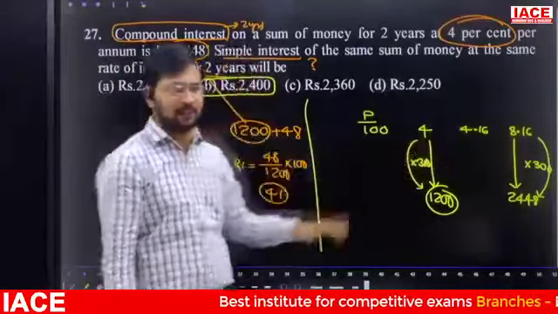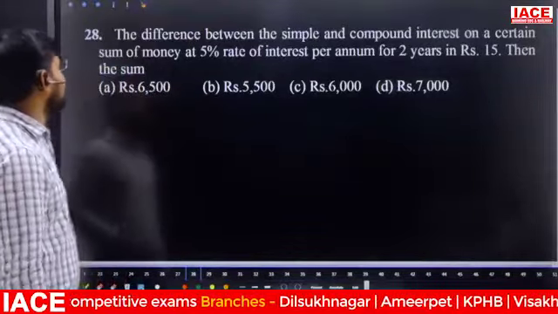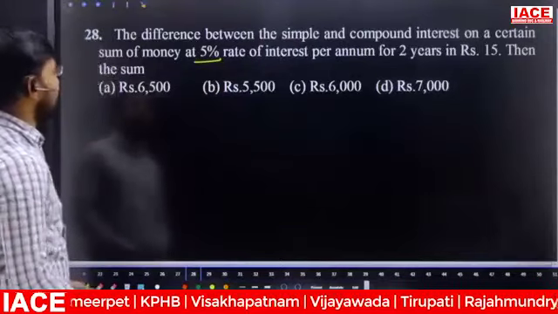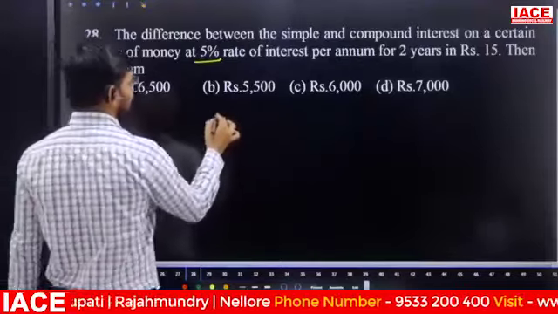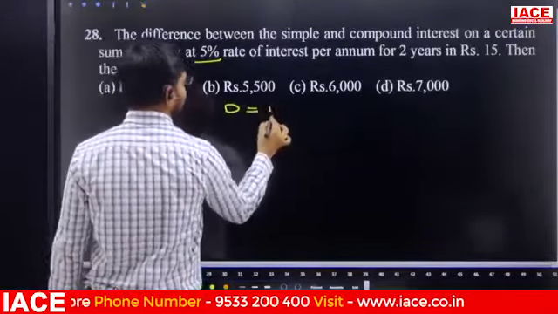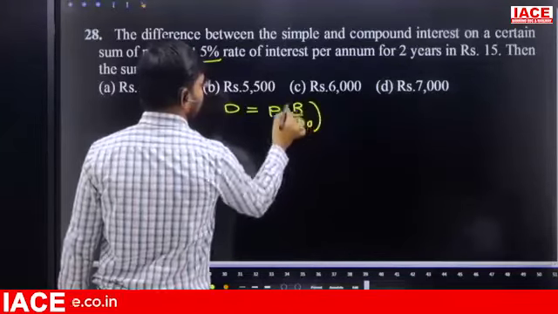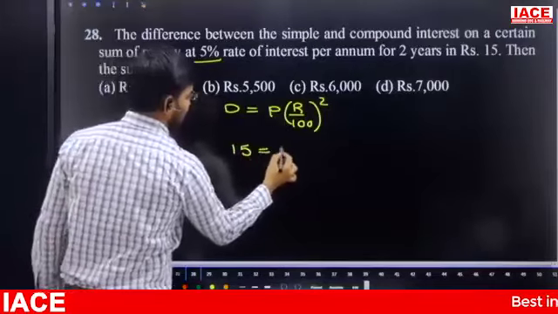So choice is ours. Read the next question. The difference between the simple interest and compound interest on a certain sum at 5% per annum for 2 years is 15 rupees. Then find the sum. So we know very well difference D is equal to P into (r by 100) whole square. Here the difference is 15 rupees. They're asking the principal.